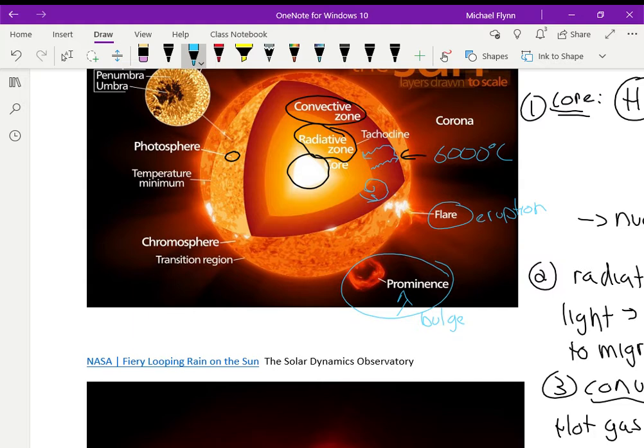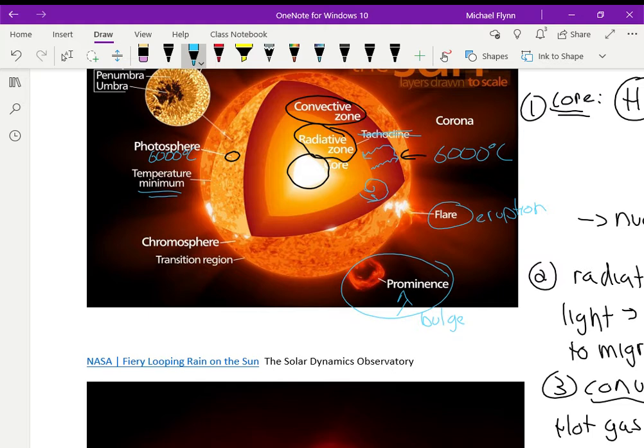You don't have to worry about the temperature minimum. Oh, I should mention this. The photosphere is the coldest part. So here, the photosphere is around 6,000 degrees C. That's the coldest part of the sun, and that's why they say temperature minimum there. You don't have to worry about that term, it's not relevant for you, but the photosphere is 6,000 degrees Celsius, that's the coldest part.